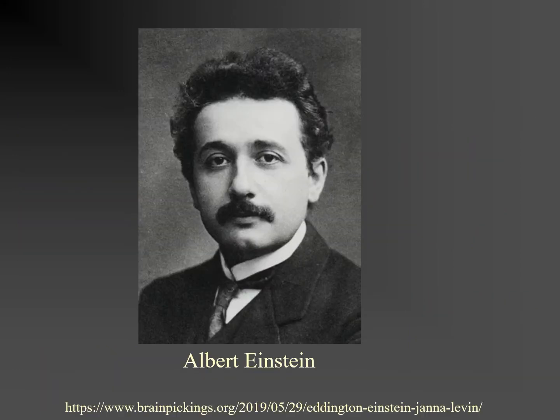I'd like to illustrate the importance of experiments with a particular example. Here we see Albert Einstein, perhaps the most famous scientist of the 20th century. Einstein's theory of general relativity was published in 1915. The theory predicts many interesting things, one of which is that the path along which light travels is bent by the gravity associated with a massive object.